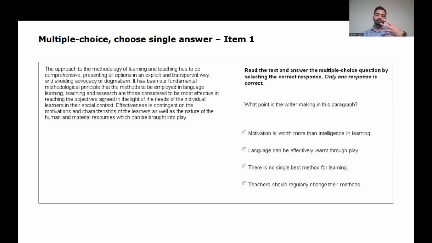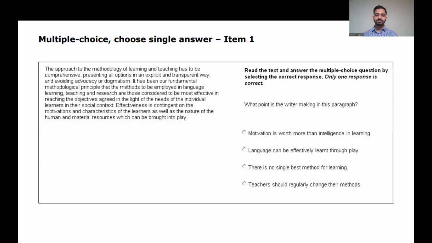But we have been given 4 options, and we know he could be making these 4 points. So I'm going to read all of these 4 points and see if it's correct in our paragraph that has been presented to us. Motivation is worth more than intelligence in learning. Language can be effectively learned through play. There is no single best method for learning, and teachers should regularly change their methods.